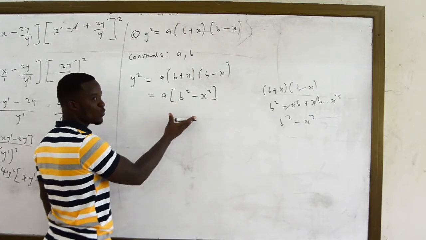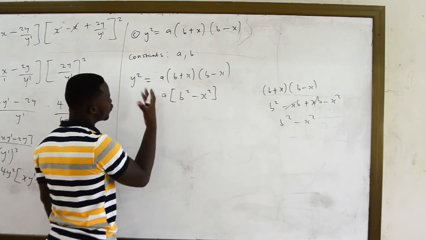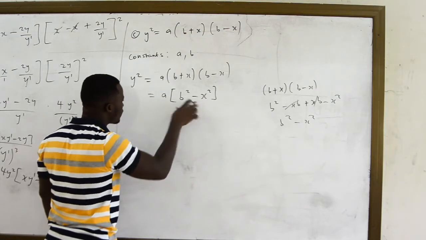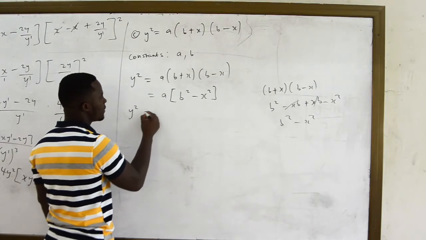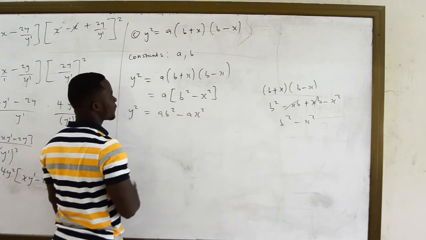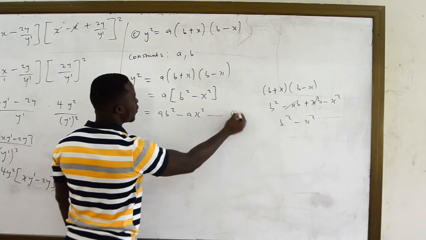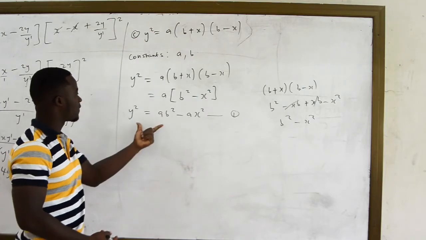Otherwise, when we want to differentiate this one, it will affect you and you won't get it. So here, I'll just multiply through by this thing. So I have y squared is equal to ab squared minus ax squared. So these are my numbers. I'll name this one question 1. So we have to write our given question in terms of this.